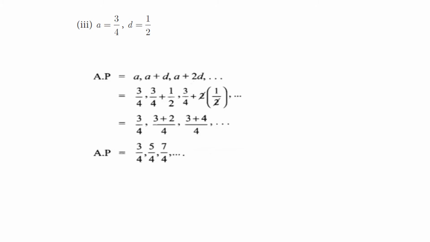Next here you cancel 2 and 2, numerator and denominator. So 3 by 4 plus 1 only. 1 means 1 by 1. You take LCM 4. 4 in 4 1 time, that is 1 3 is 3, plus 4 in 4, 1 4 is 4. 3 plus 4, 7. Therefore the AP is 3 by 4, 5 by 4, 7 by 4, etc.